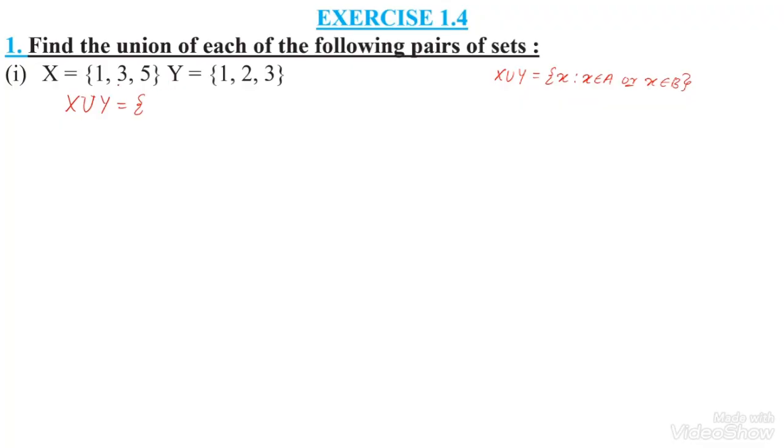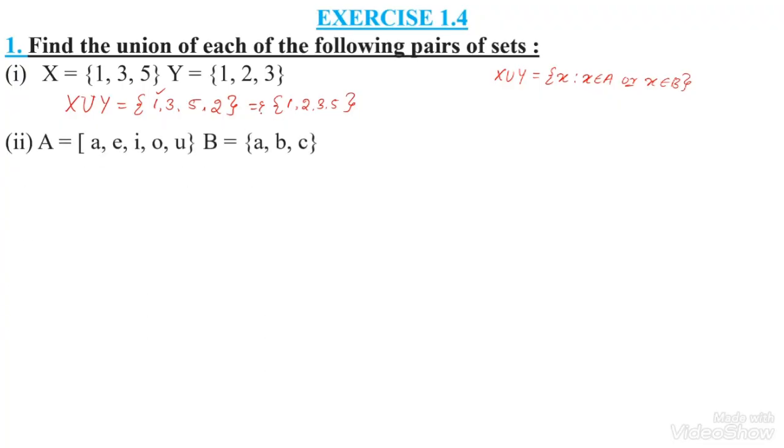Now I have solved it here. First I read the elements of X, that is 1, 3, 5. After that I write all the elements of set Y. Here 1 is already there, so I am not writing it another time. 2, yes. 3 I have written already. Therefore X union Y is equal to the elements 1, 3, 5, 2. I have written them in serial order: 1, 2, 3 and 5. This is X union Y.